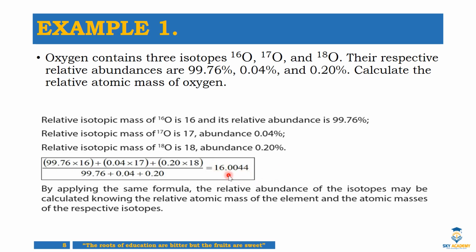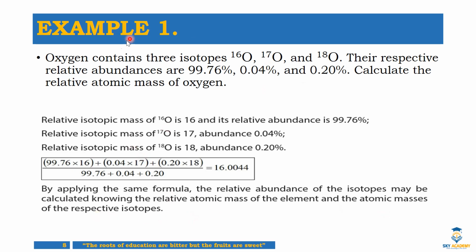Some people may ask themselves where that 16 came from. This is where it came from. It came from the average abundances, the average relative atomic mass of oxygen's isotopes. So by applying the same formula, the relative abundance of isotopes may be calculated, knowing the relative atomic mass of the element and the atomic mass of the respective isotopes.